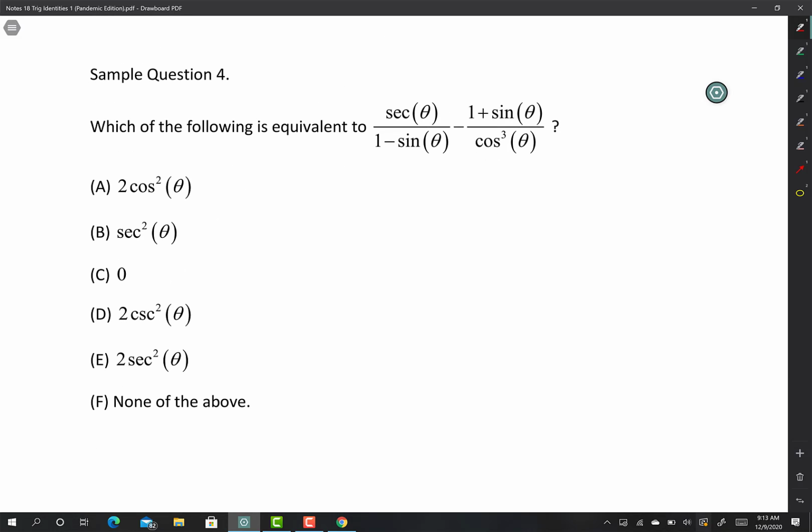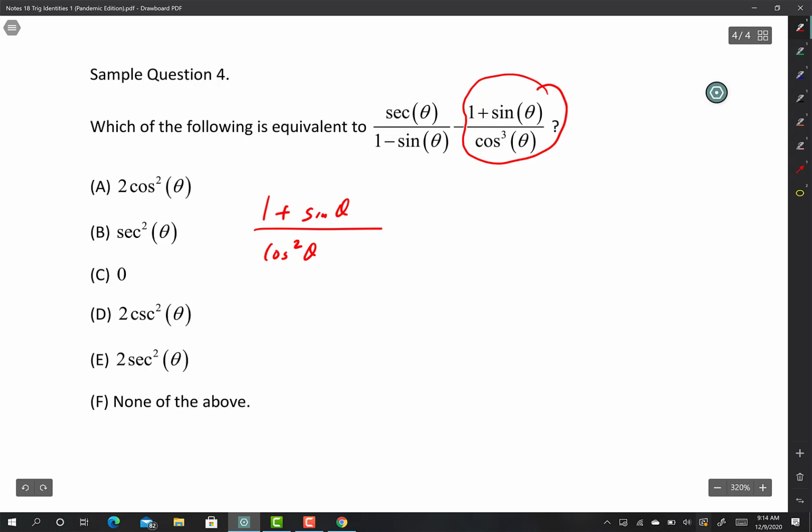All right, so the first thing I would do, guys, I'm going to isolate this part. I just want to see if I can reduce that. I have a cubed on the bottom, so I'm going to write 1 plus sine theta, and that cubed, I'm going to write it as cosine squared theta times cosine theta. So I'm just going to see if there's a pattern here, if there's something I can factor out. I see a 1 minus sine theta on this term, and I see a 1 plus sine theta. So I'm thinking I may be able to do something with that 1 minus sine or 1 plus sine.